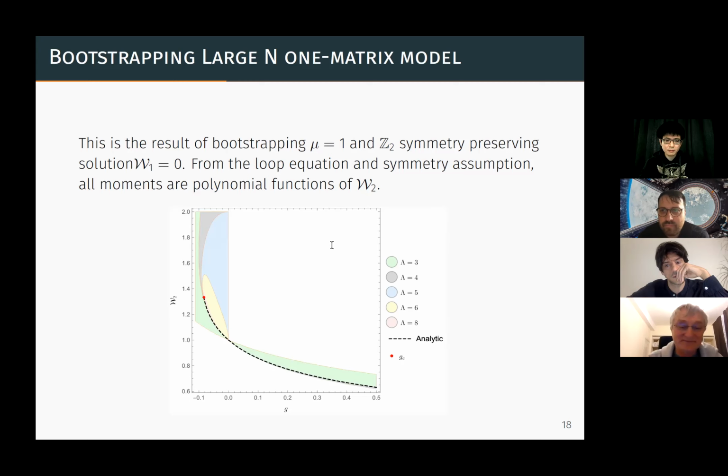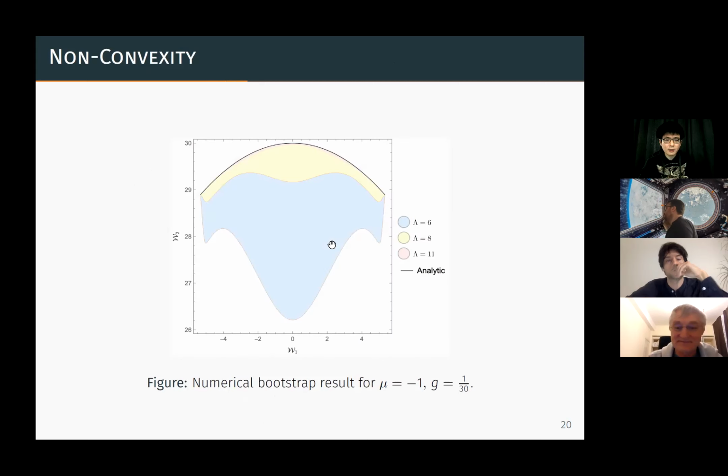Okay. So let's look at the non-convexity a little bit. This is for the same model, but with mu equals -1. So this is a negative quadratic coefficient. So this is actually a double well potential, which admits a continuous spectrum of exact solutions. In this case, we see that the analytic solutions are curly curves, and the allowed region in terms of W1 and W2 is highly non-convex. So we can see the non-convexity of this problem very, very easily.